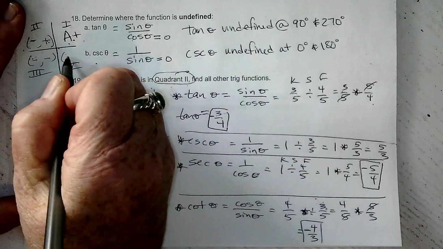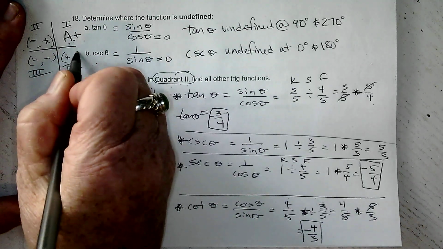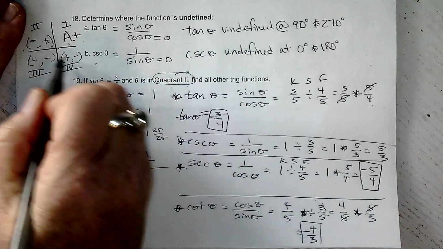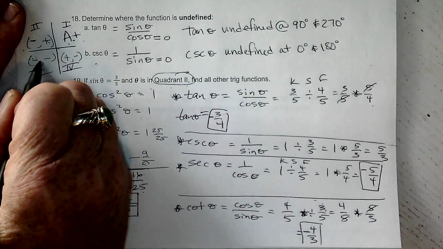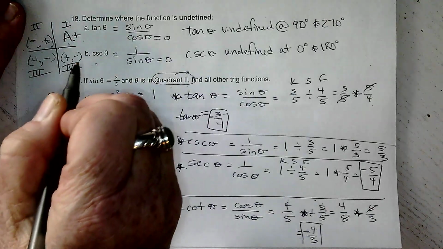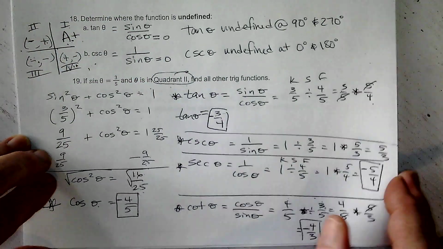And then over here, you've got positive for your cosine and negative for your sine. So that means sine and cosecant are positive here, tangent and cotangent are positive here, and then cosine and secant are positive in quadrant 4. And there you go. Let me know what questions you have regarding that.